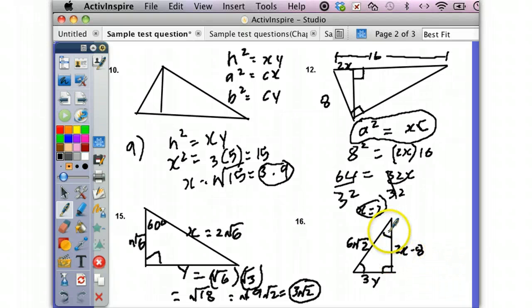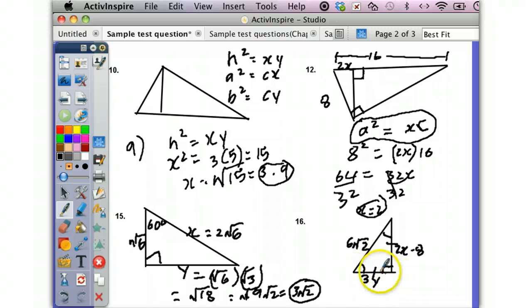45, 45, 90, somebody said, because these are the same. That's the same as this, right? Although I didn't draw it that way. So if the hypotenuse is 6 root 2, Austin, what would this leg be? It would be 3y. The y would equal 2.